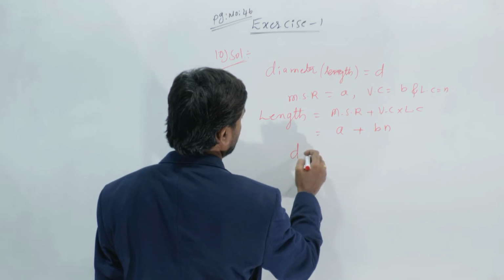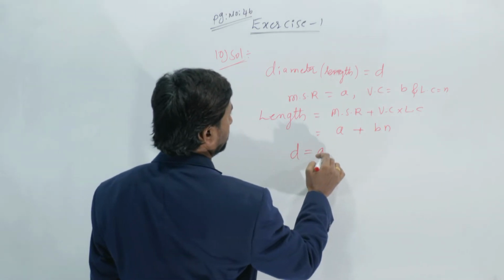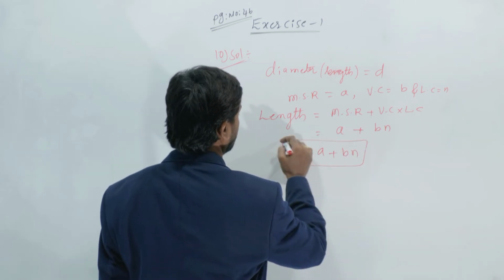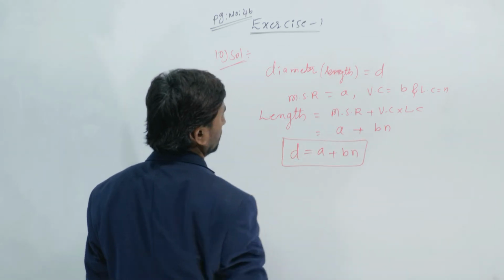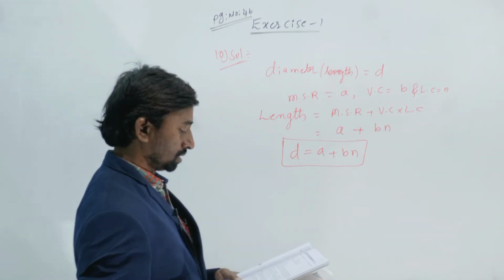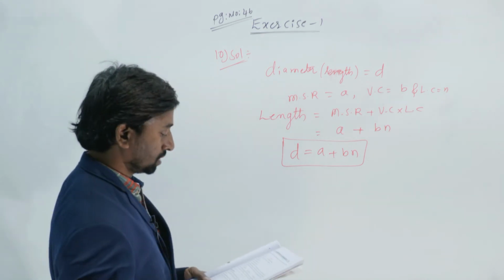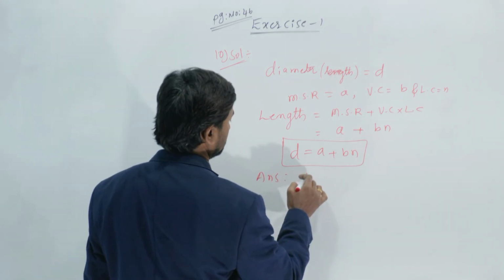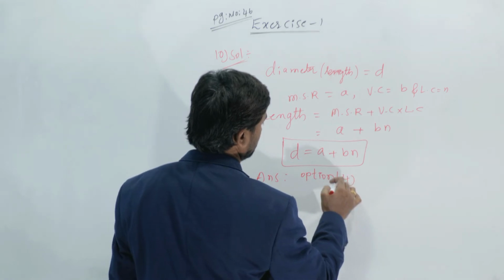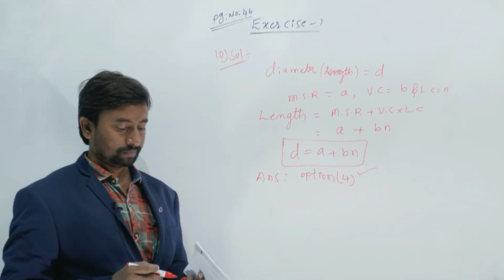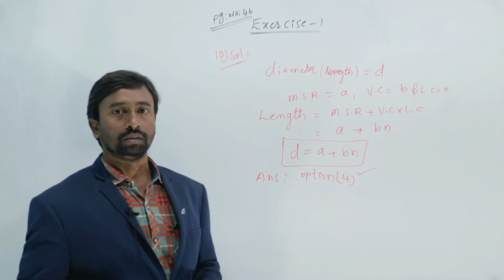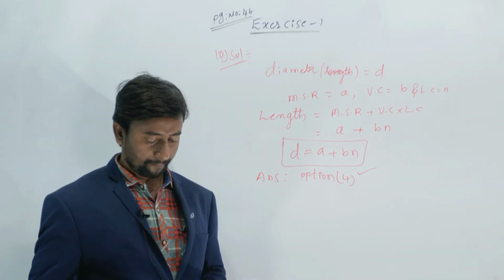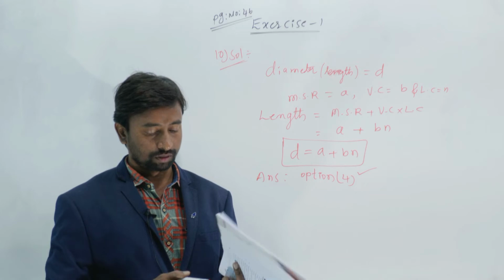Therefore the length, that is nothing but the diameter, small d is equal to A plus BN or NB. So this is the correct answer. In the options it is given there as BN, in the fourth option. So the correct answer is option 4. Okay, in this way we are going to find out. Here numerical answer type questions are given.